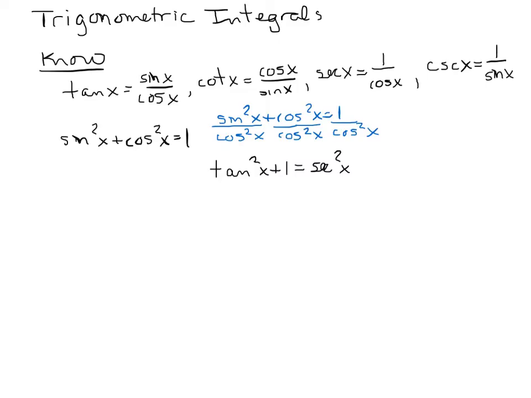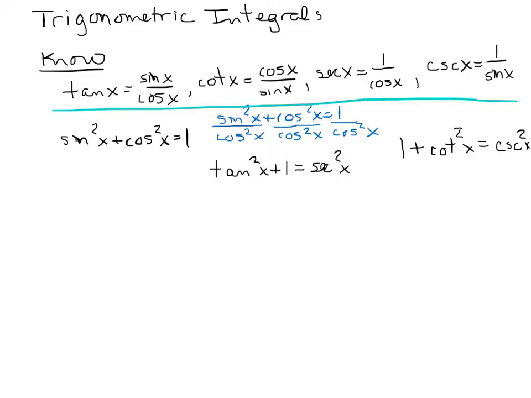Now, if you took that formula and divided by sine instead, so if we took sine squared and divided by sine squared, that would be 1. If we divide cosine by sine, we get cotangent. So plus cotangent squared. And that is going to equal 1 over sine, which is cosecant. Cosecant squared. Okay, so far we've got those top formulas, all these formulas with the squareds in them.